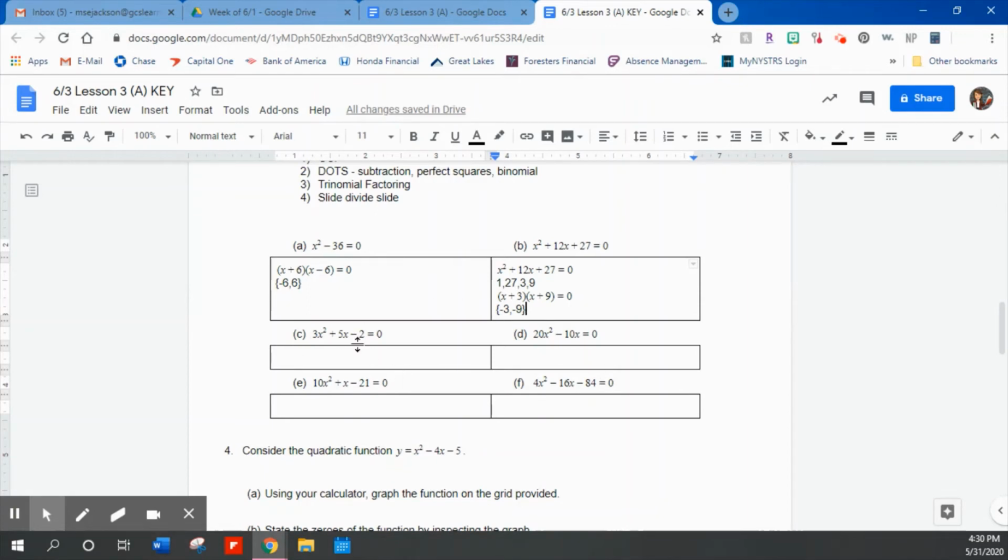So looking at letter C, looking for a GCF. We do not have one here. We can't do dots because it is a trinomial. So let's try to do regular trinomial factoring like we did in B, but we can't because we have a number in front of x squared that's not 1. We have a 3. So this one is a slide, divide, slide one.